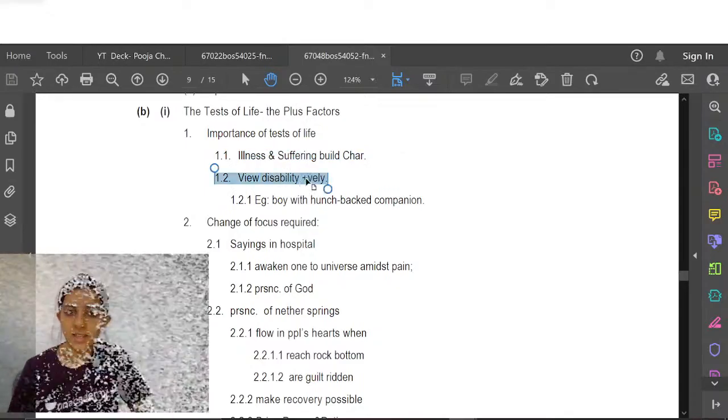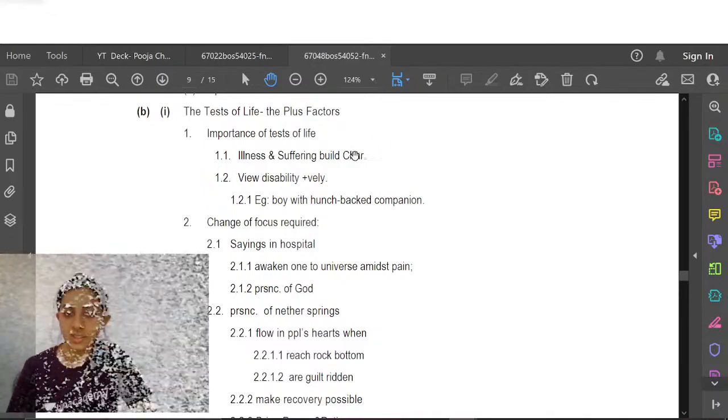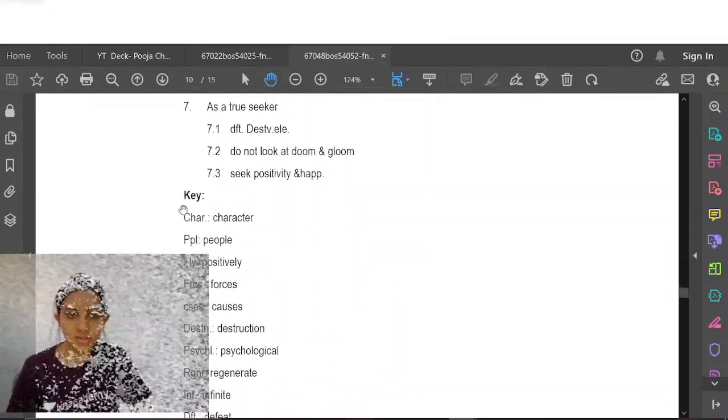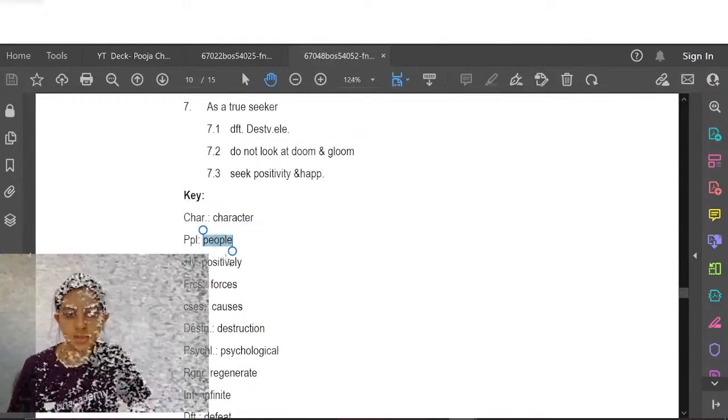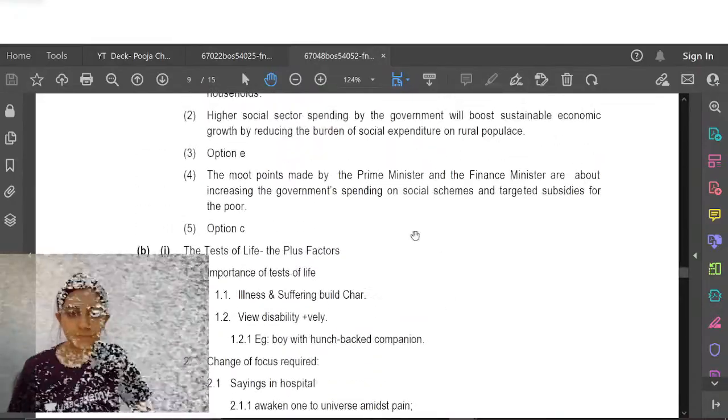See, so smartly they have written this plus sign rather than writing the full word. But if you write these short words, you will have to make a key, huh? And look at this key, characteristics, people, positively. You will have to make sure that you make this key. Okay.